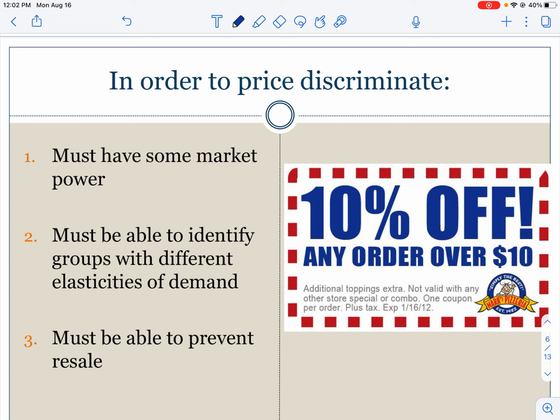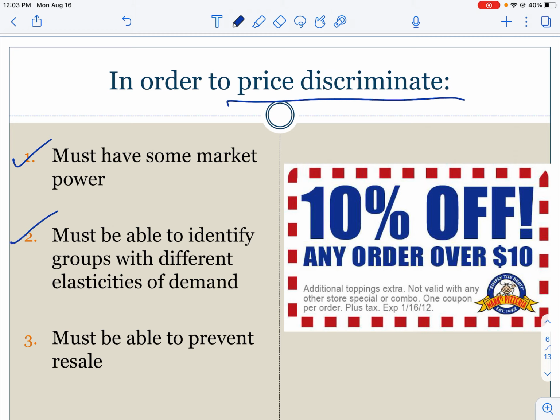But first, in order to price discriminate, let's look at what you need. You have to have some market power. Without market power, you're in perfect competition and everybody pays the same price that's equal to the marginal cost of production. So price discrimination can only happen when there is some market power. You have to be able to identify groups with different elasticities of demand. You want to separate out the people who are more sensitive to price from people who are less sensitive to price, and then charge them different prices.